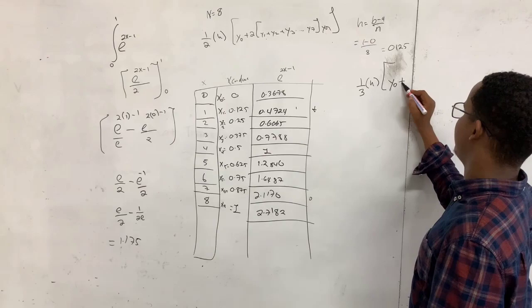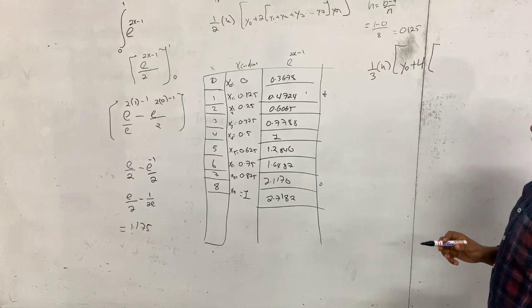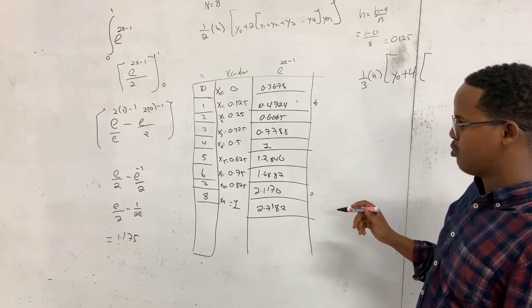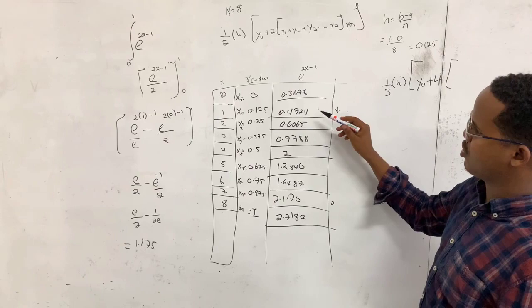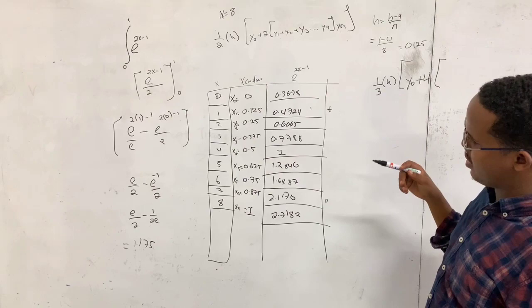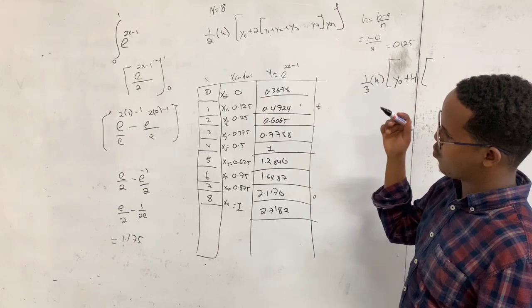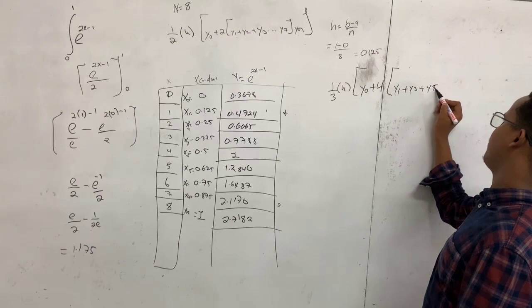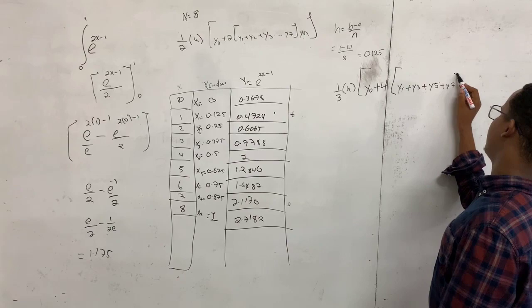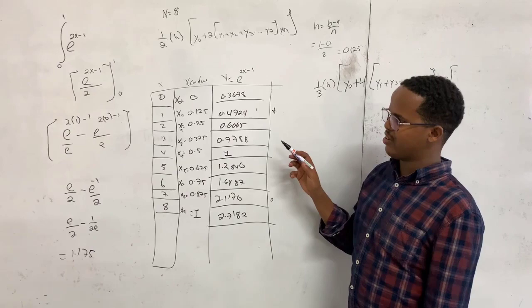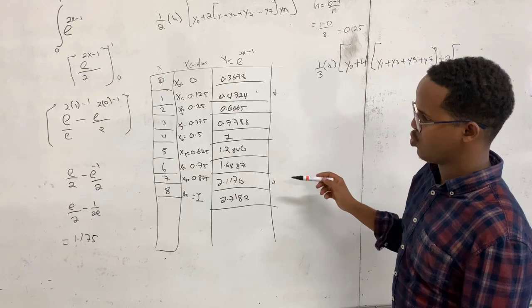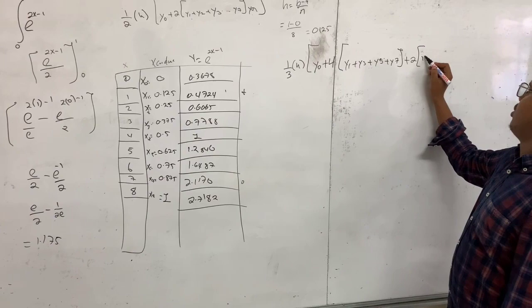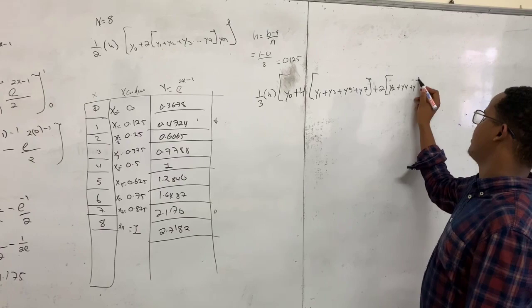Plus 4. At this time, all the odd numbers before we reach the last number yn, all the numbers we have to put here, for example, y1, y3, y5, y7. y1 plus y3 plus y5 plus y7. And then plus 2 bracket all the even numbers, for example y2, y4, y6. You don't need to reach 8 because 8 is the last one. y2 plus y4 plus y6. And then the last one is yn.